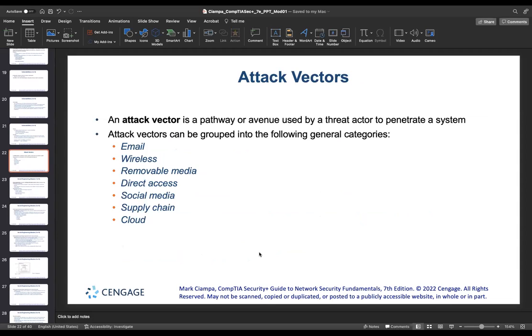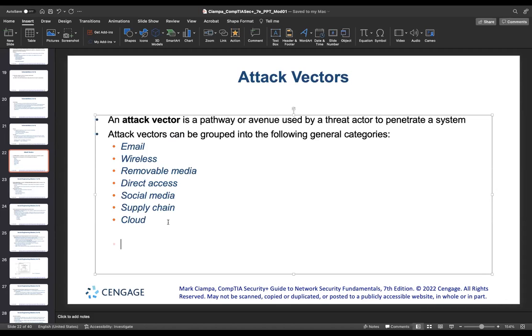So an attack vector, another terminology, is a pathway or avenue used by a threat actor to penetrate a system. They can be grouped into any of these categories. You can have email attacks, wireless attacks, removable media attacks, direct access or VPN attacks, social media attacks, supply chain, like your vendor, right? Or from the cloud. But it really doesn't matter which way it comes in. A good security perimeter should consider zero trust.